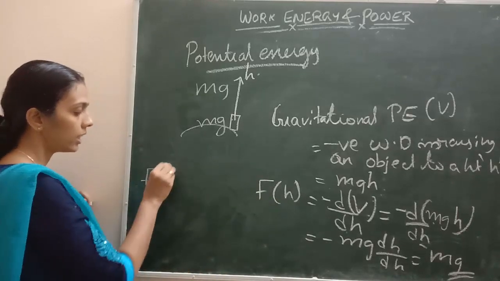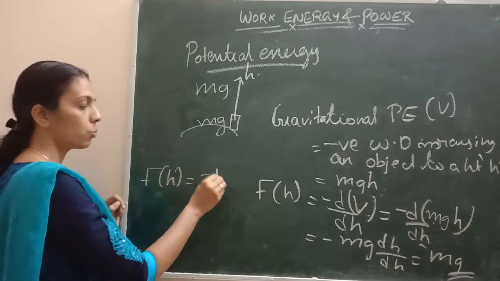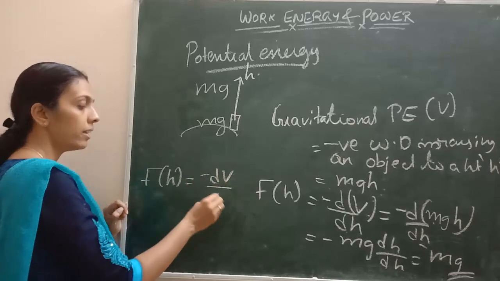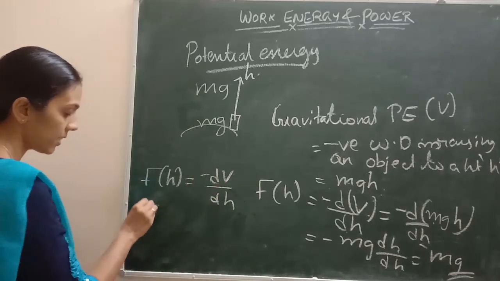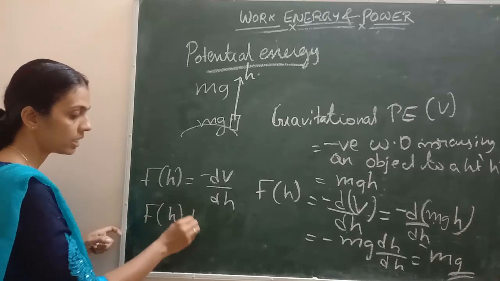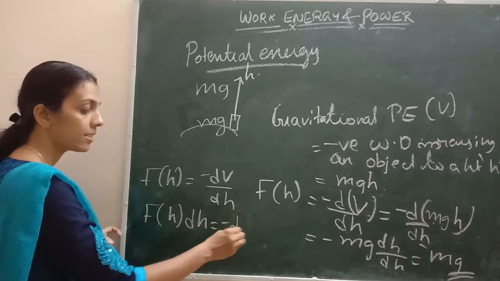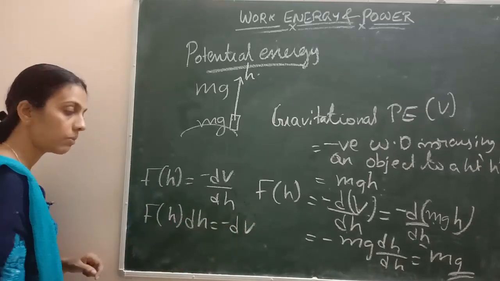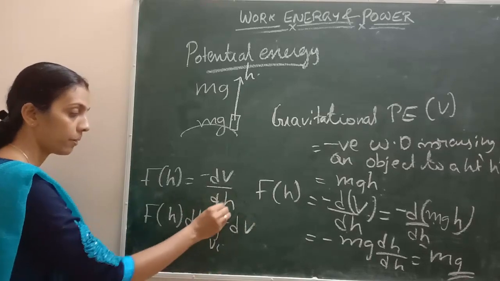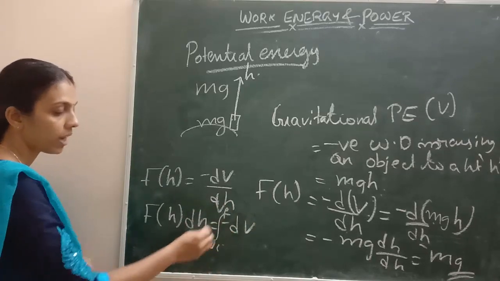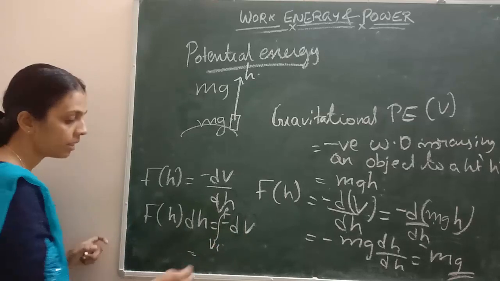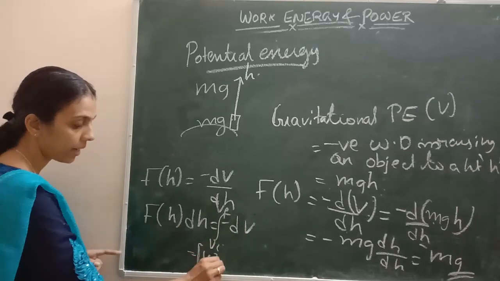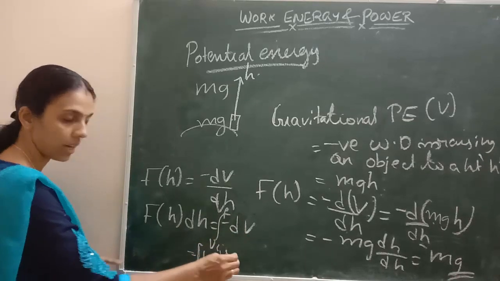So that is, f of h will be equal to minus dV by dh, or we can write it as f of h dh will be equal to minus dV. What is this minus dV? Initial to final, isn't it? So while we are applying dV, what is dV? It is equal to V, applying initial to final value.